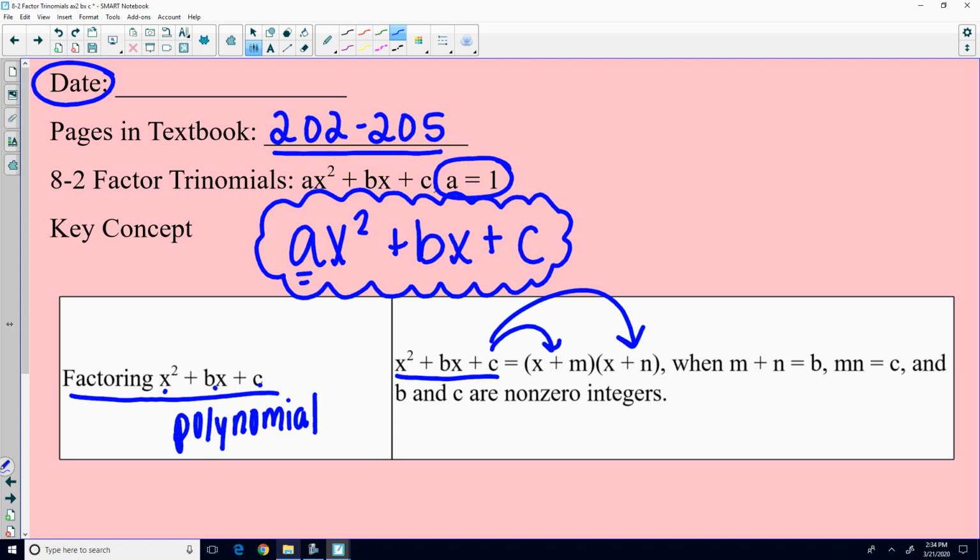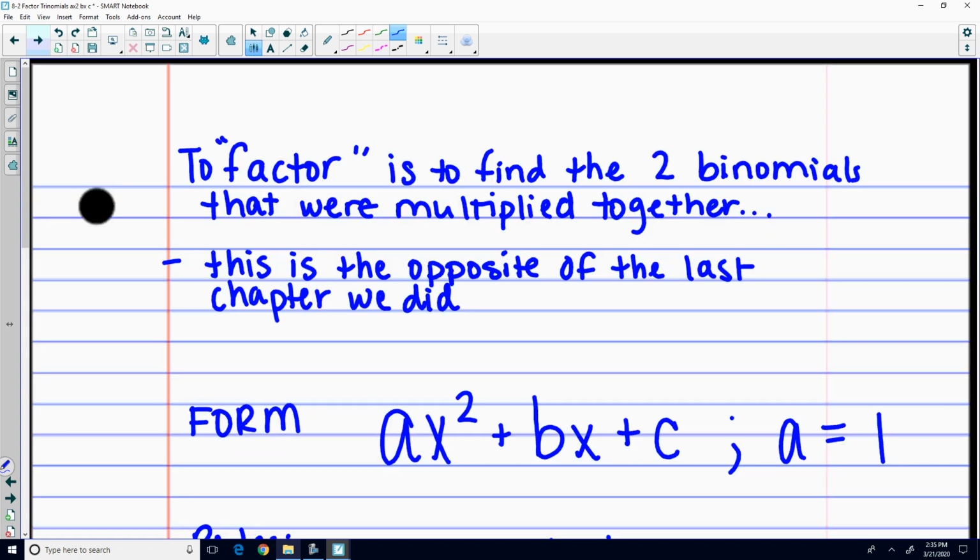I'm not going to go through them right now, but they are for your later reference. So here we go. I'm going to show you how to do this. First page of notes here is what I just said, and if you want to copy this, you can. Pause at any time. To factor is to find the two binomials that were multiplied together. This is the opposite of the thing we did in the last chapter. So now we're going to take the answer and go back to the multiplication problem.